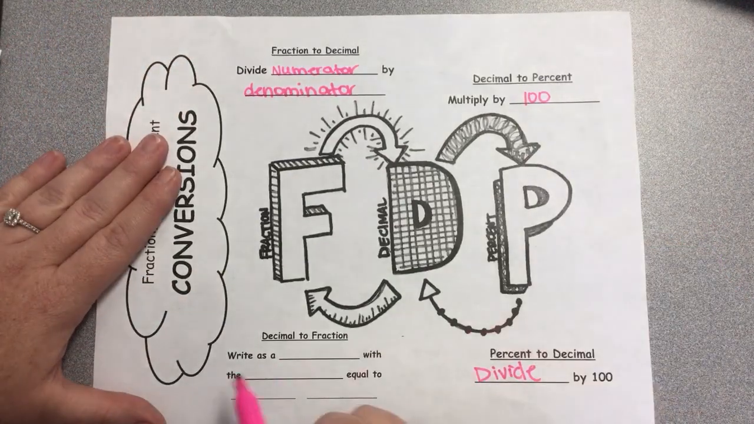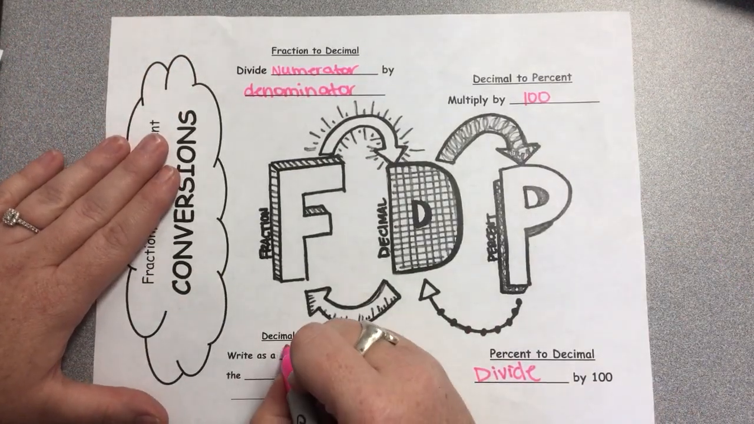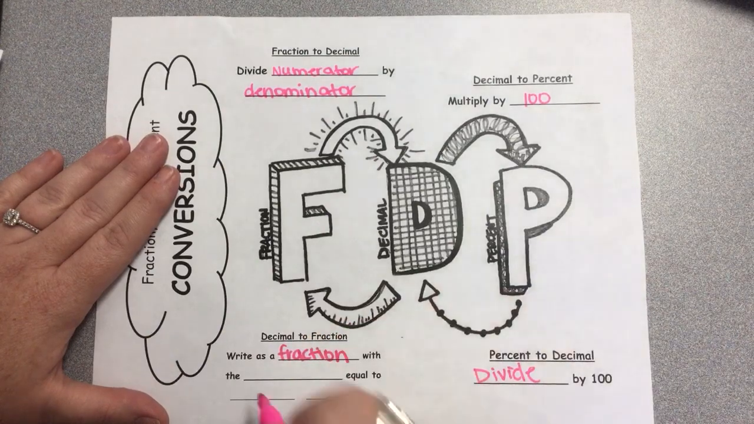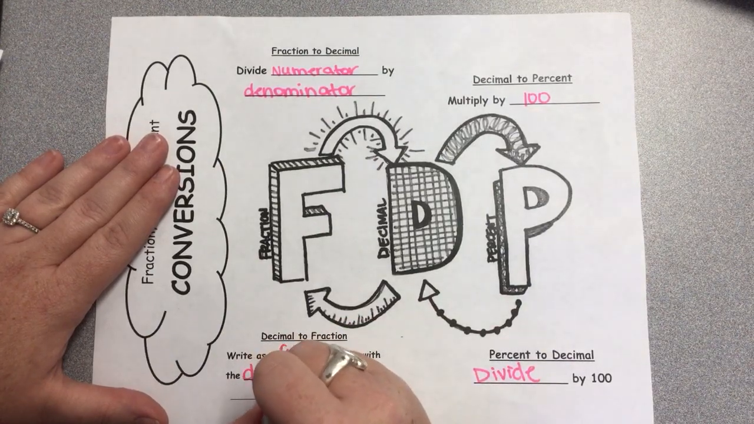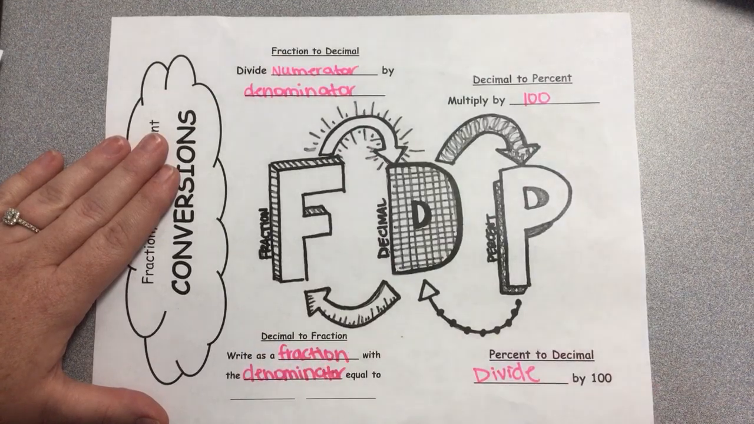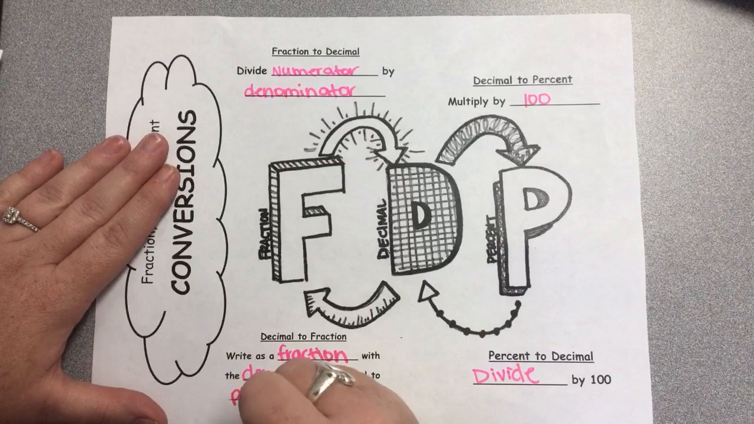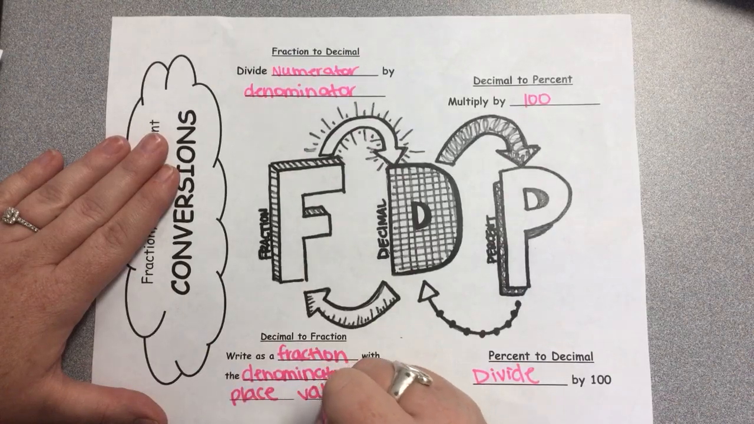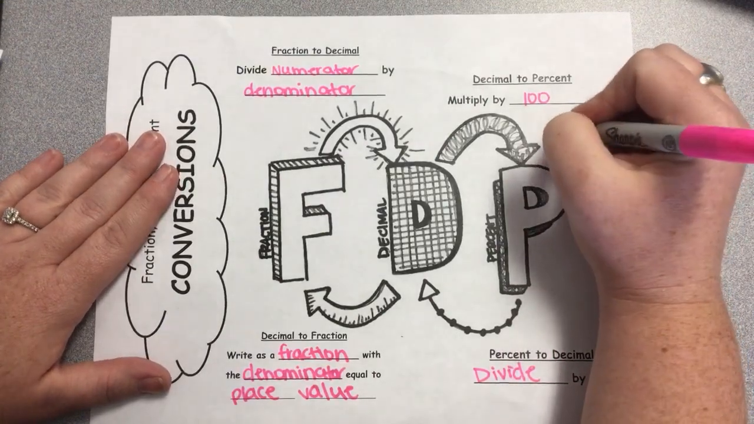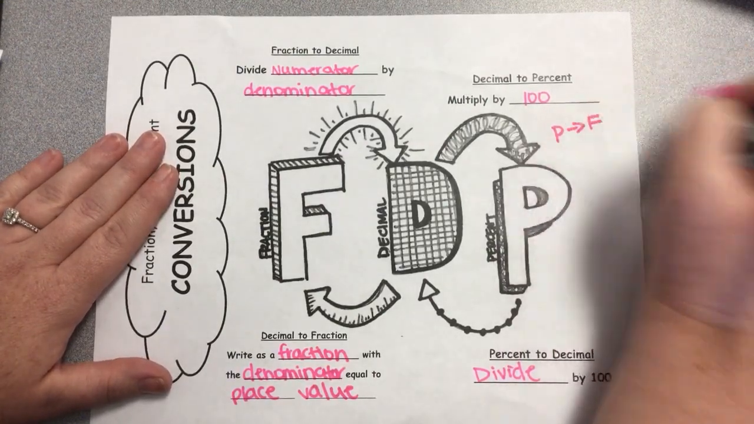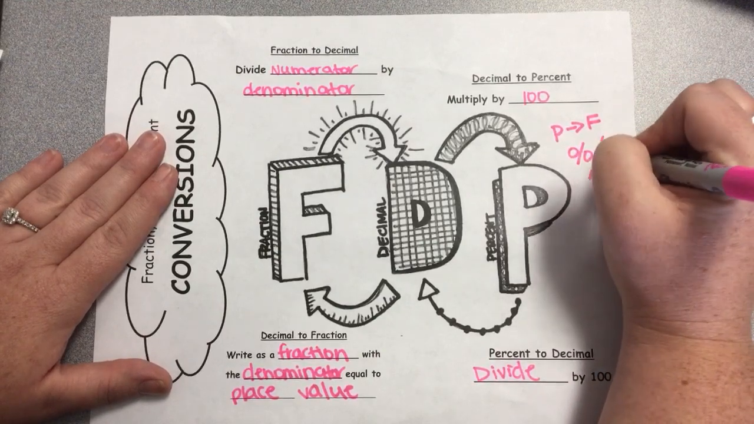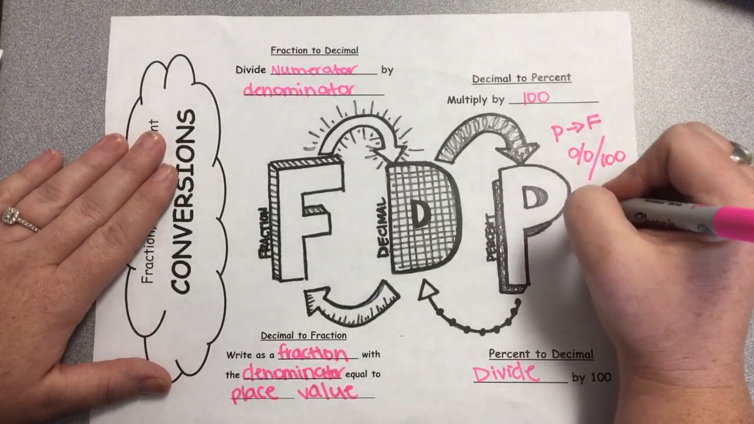In order to change from a decimal to a fraction, you're going to rewrite it as a fraction with the denominator equal to the place value. And then in order to change from a percent to a fraction, you are going to put your percent over 100, and then you're going to simplify.